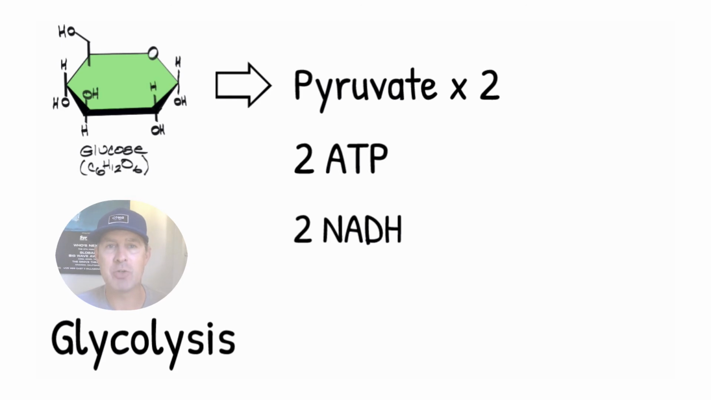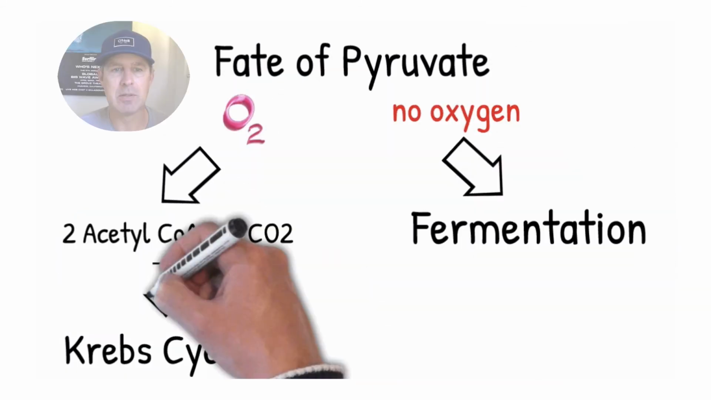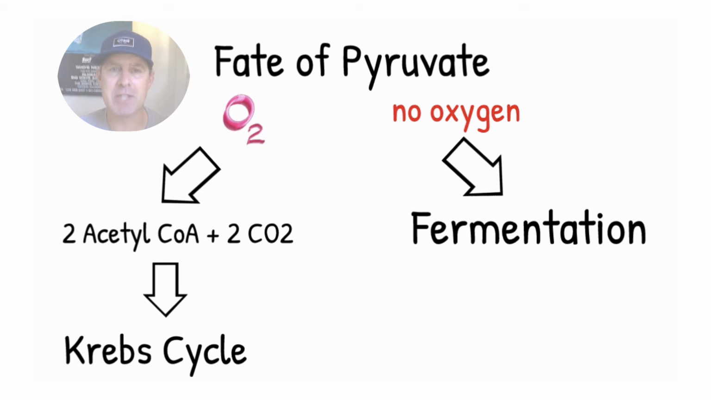So what happens after glycolysis? Well, that really depends on one thing, and that is the presence or absence of oxygen. If oxygen is present, that's going to determine the fate of pyruvate. If oxygen is present, pyruvate is going to be converted to acetyl coenzyme A, and we talked about that molecule earlier when we were talking about acetylcholine. So pyruvate, in the presence of oxygen, produces acetyl coenzyme A. The conversion of pyruvate to acetyl coenzyme A creates carbon dioxide.